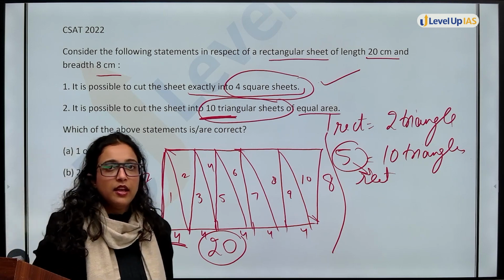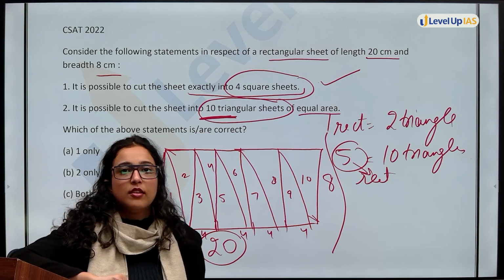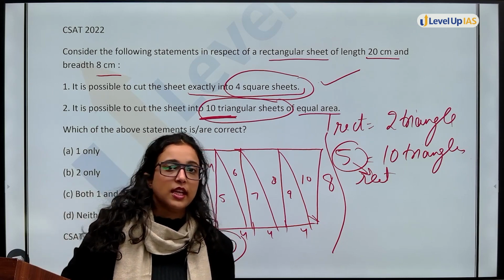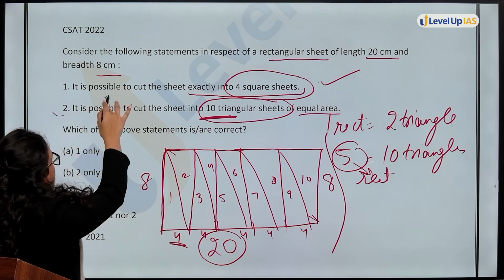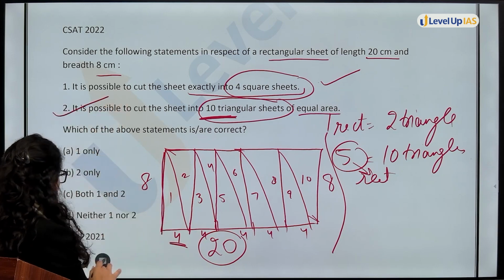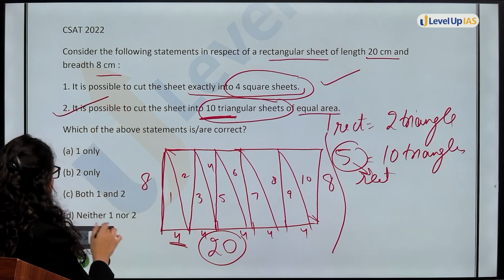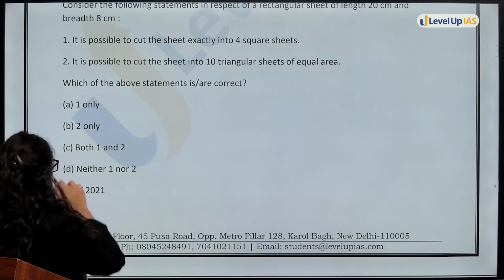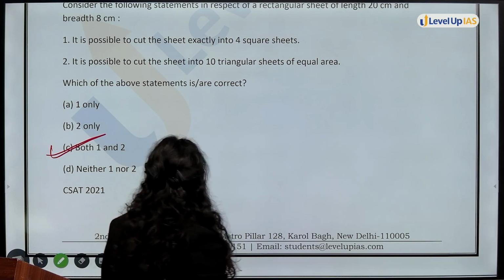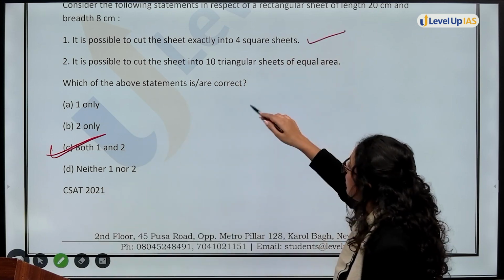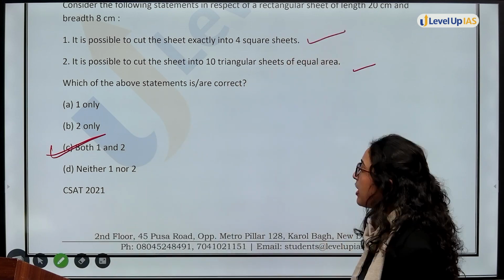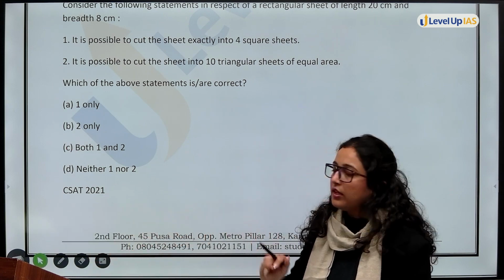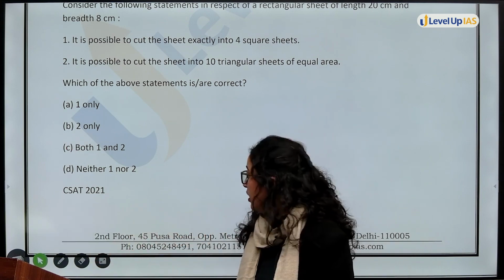Again, as I said, in these kinds of questions, you need to put in a little bit of logical reasoning also. Okay? So is it possible? The second statement is also possible. So my answer will be option C, both 1 and 2. Yes, it is possible to cut this into squares, and it is possible to cut it into 10 triangle sheets also. Right? So now we are done with the 2022 question.